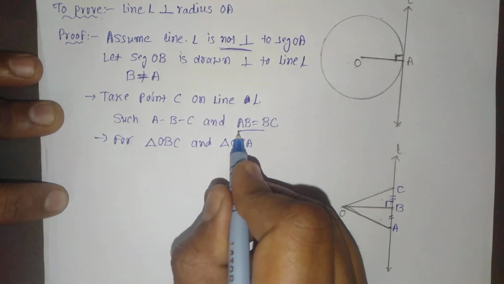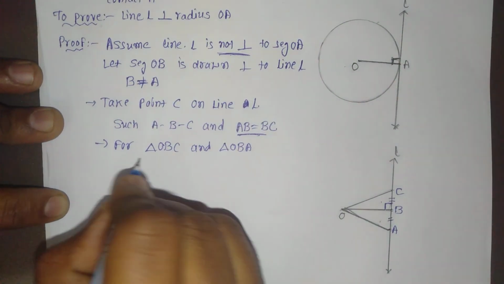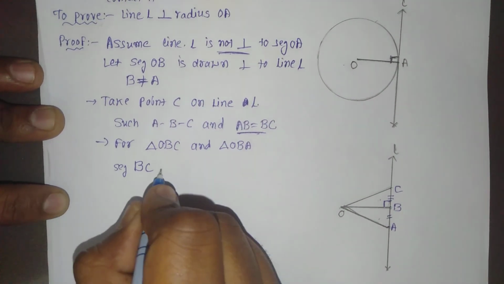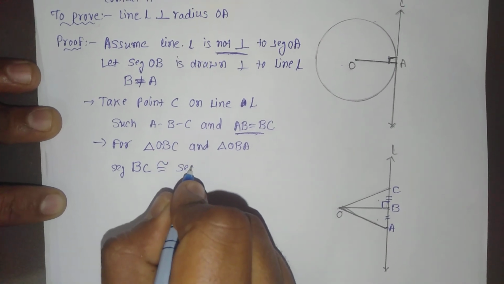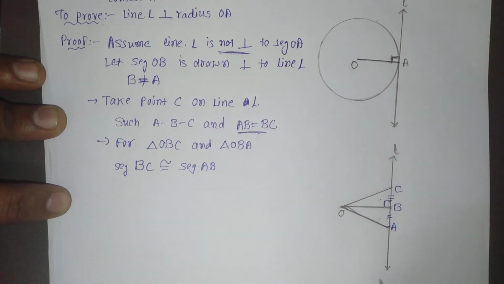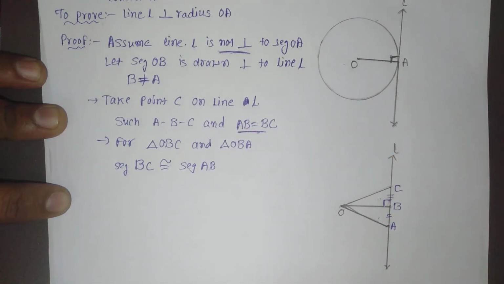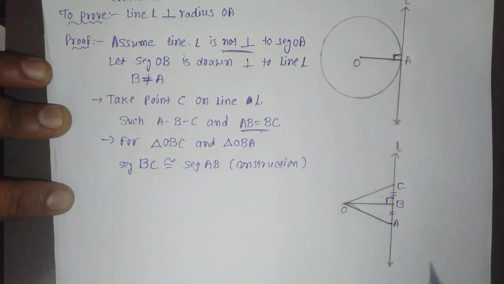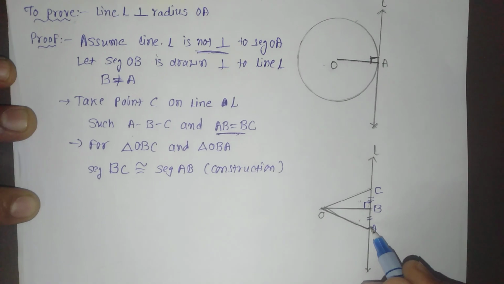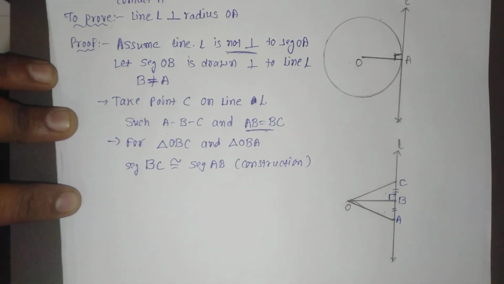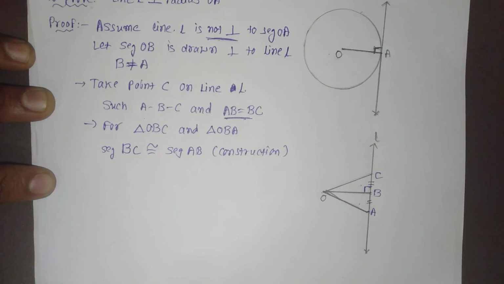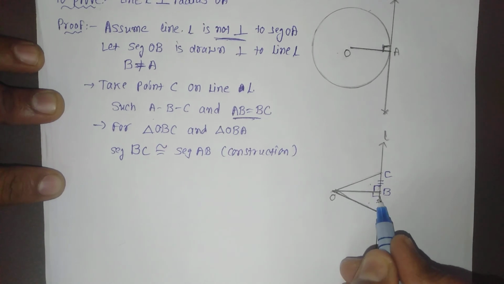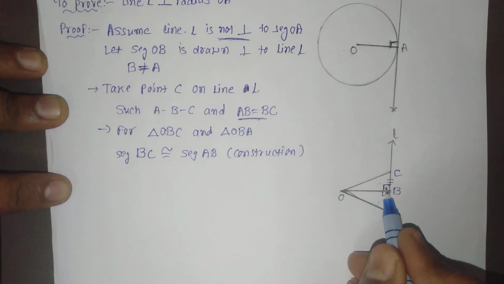Why is it so? Because we have constructed it over here, AB is equal to BC. So I can say that segment BC is congruent to segment AB or BA, because of the construction we have done. We have constructed point C in such a way that AB is equal to BC. This is number one. Another thing you can see, these two angles over here, OBA is perpendicular, which is 90 degree, and here also OBC is 90 degree.